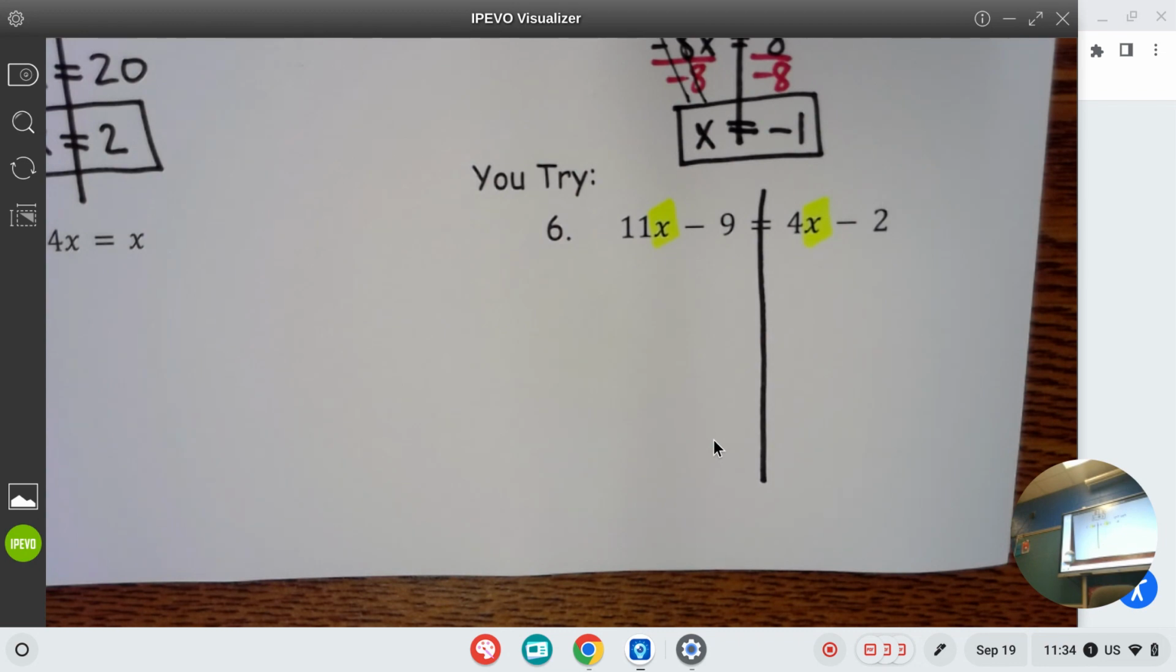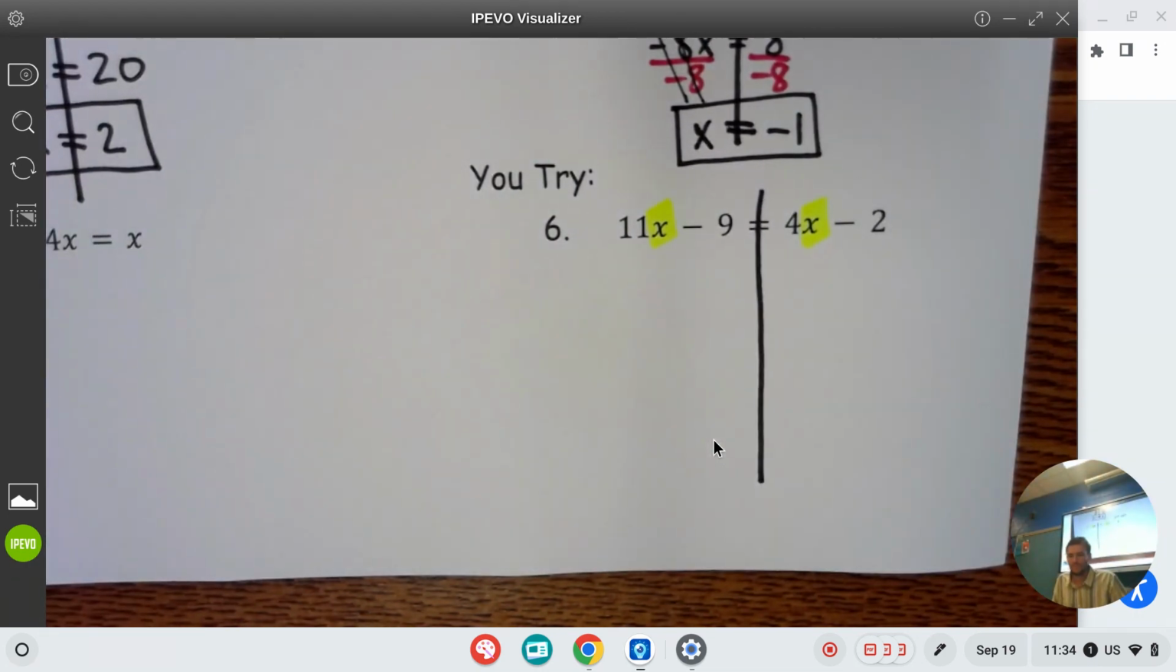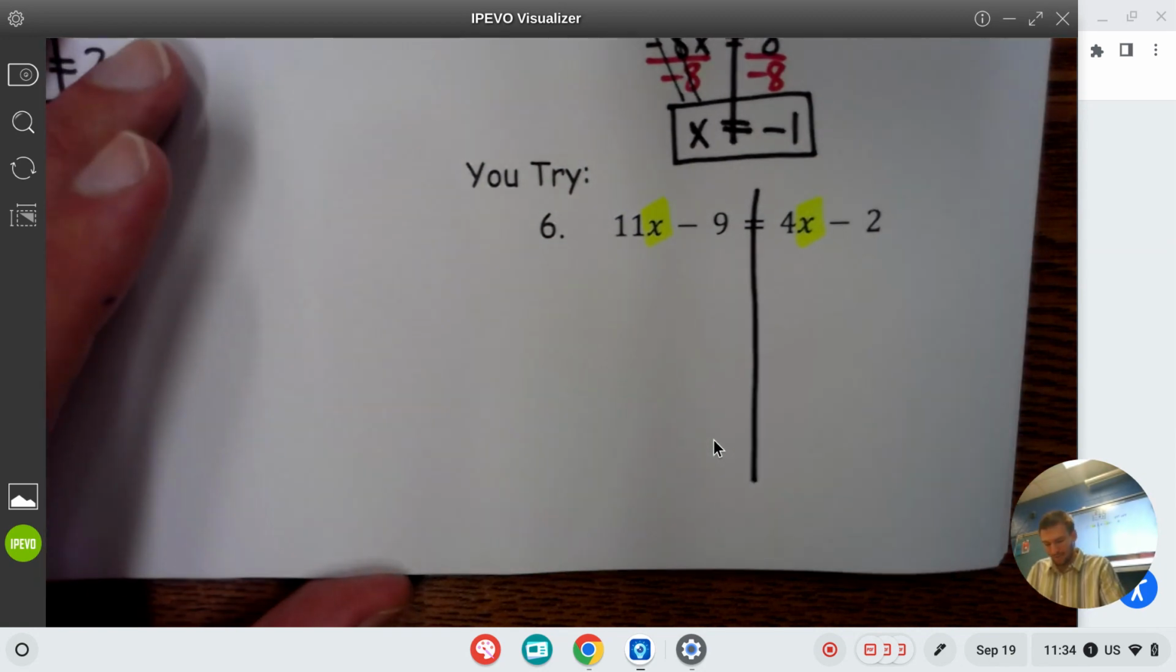Perfect. Looks great. Looks excellent. Nice job, everybody. We have done well. Okay. We're almost done with the notes. I'm going to move quickly here.